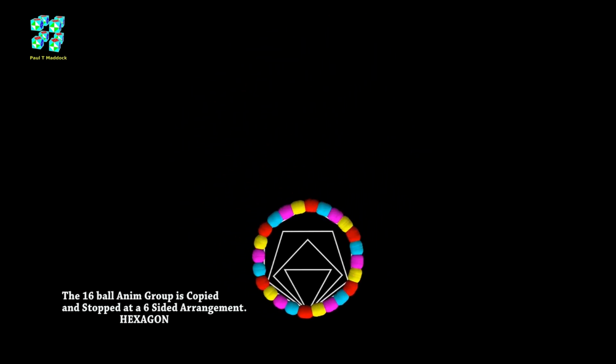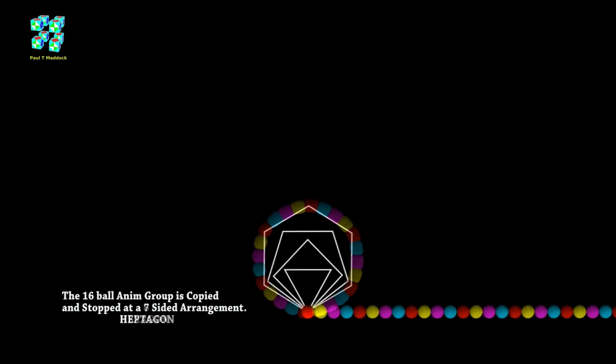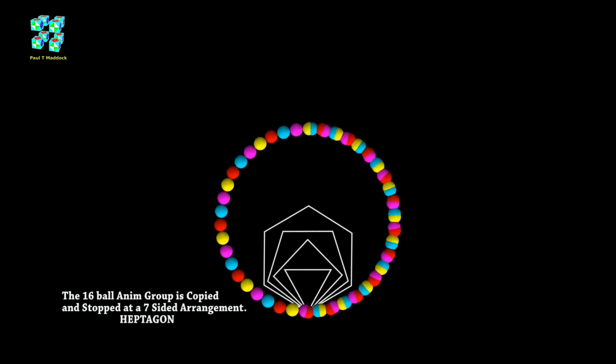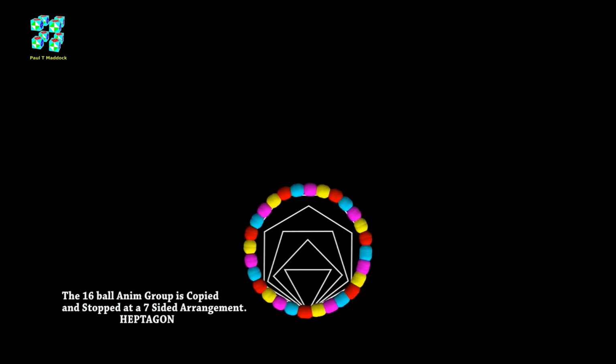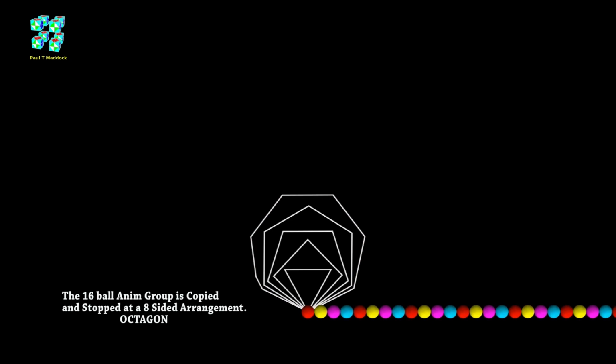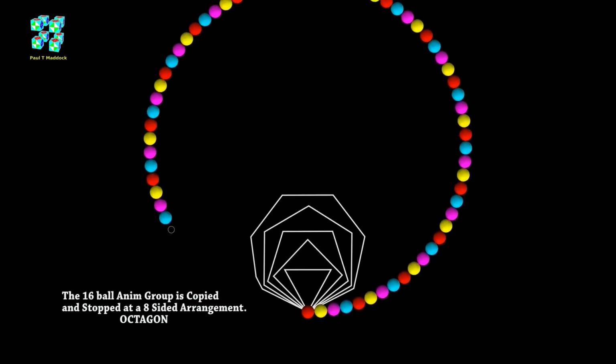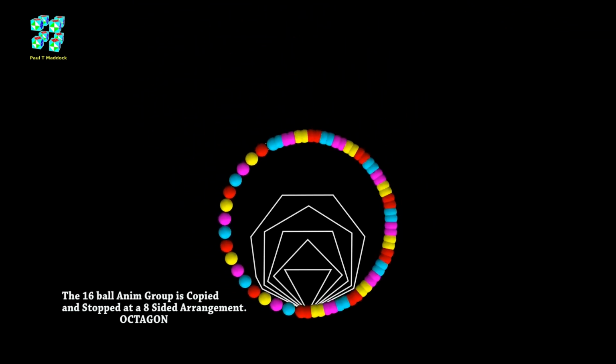Let's take a look. Okay, the next one's going to be a 7-sided, so that's going to be called a heptagon. I draw the polygon between the centers of the red balls, but you cannot see it until I finish the anim. Okay, now you can see the 7-sided polygon as we start the new anim. Okay, the next anim is going to give us the 8-sided, the octagon.